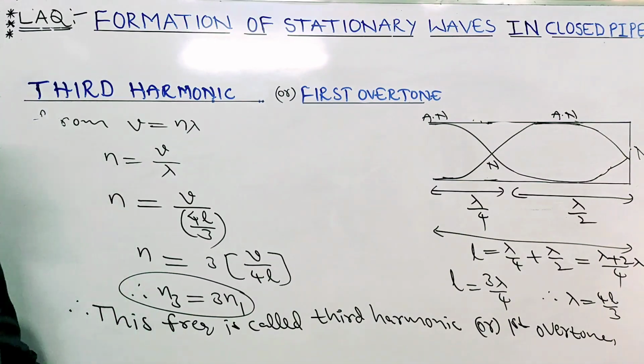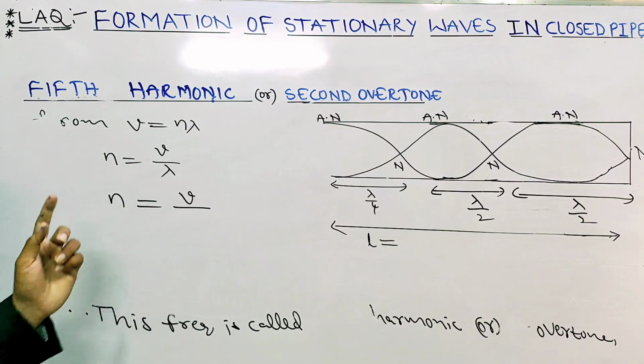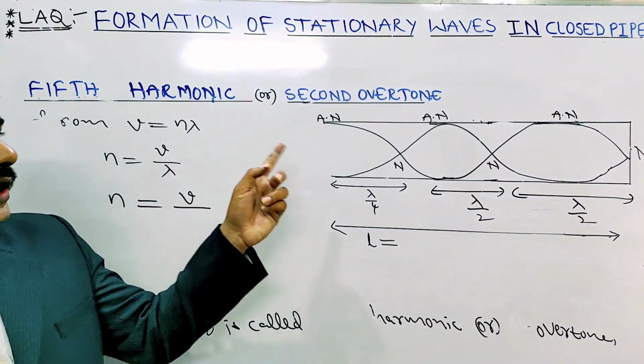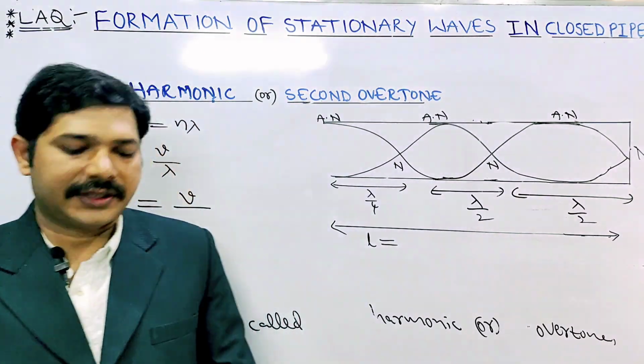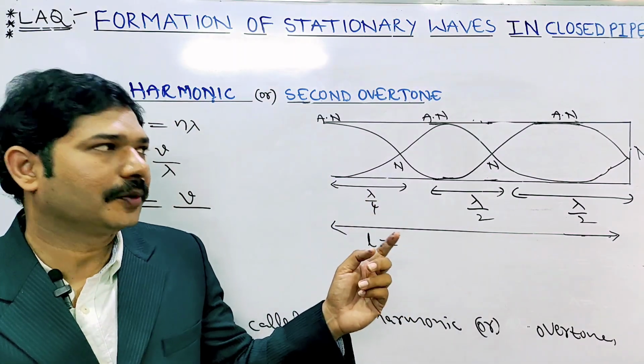And the last case is the fifth harmonic or second overtone. The last case we can observe, fifth harmonic or second overtone. So in this, whenever we send a sound wave through the closed pipe, what happened?